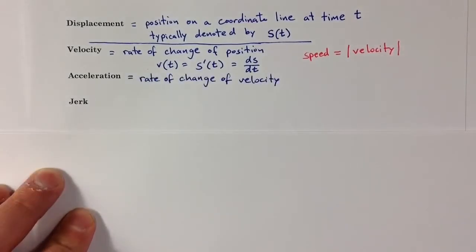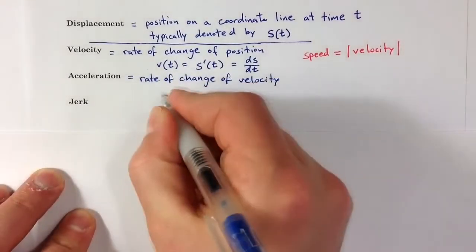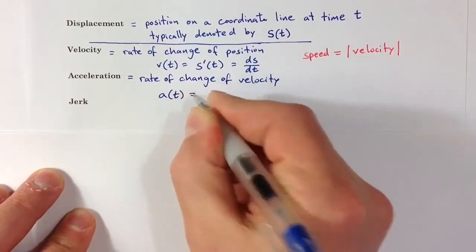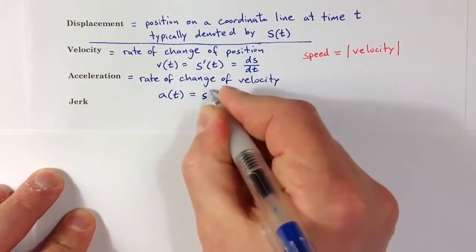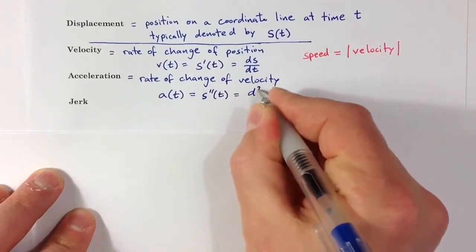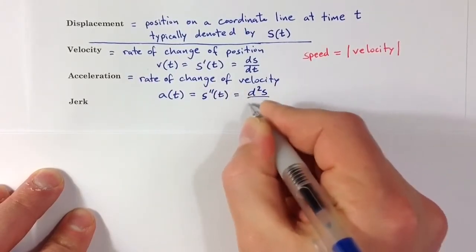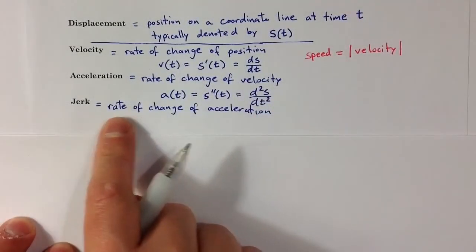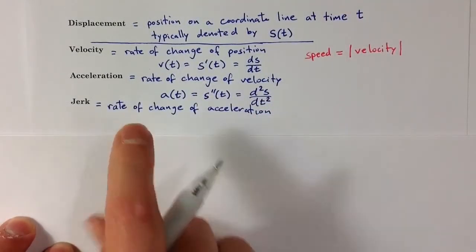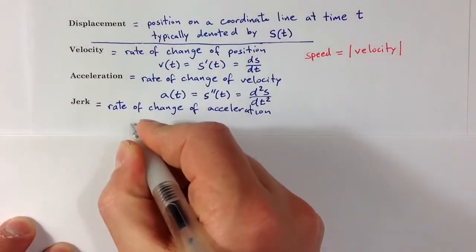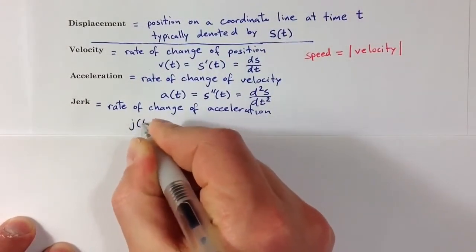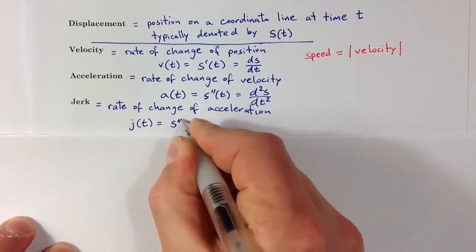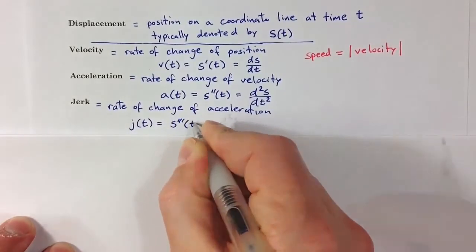Acceleration is the rate of change of velocity, and so we can think of the acceleration function a of t as equaling s double prime. It's the second derivative of the position function. The idea of jerk is a way to describe the rate of change of acceleration, and we can denote it with the function j of t, which would be the third derivative of the position function.